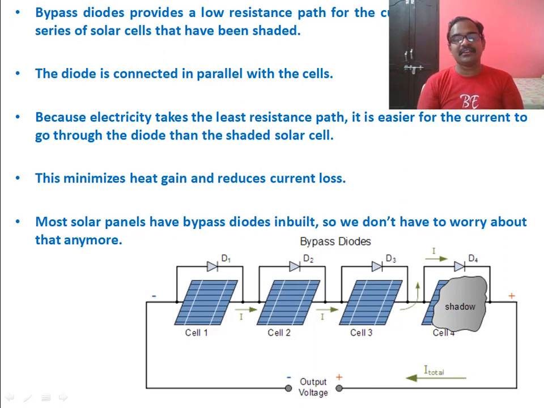So when we keep this, what happens? Whenever cell 4 is shaded, the diode connected across cell 4 will get forward biased. That is, only D4 is forward biased, whereas the other diodes D1, D2, D3 will be reverse biased. Current always chooses the low resistance path. Whenever D4 is forward biased, the diode acts as an on switch and it is short circuited, so it provides a zero resistance path. So the current, instead of flowing through cell 4, will flow through D4, and in that way cell 4 will be saved from hot spots.